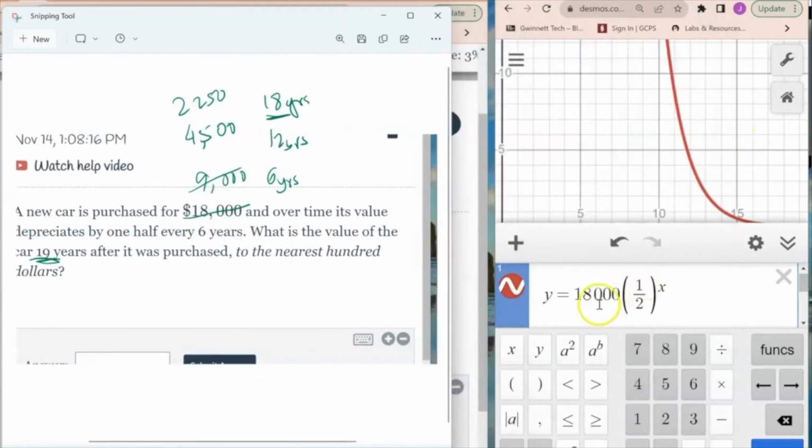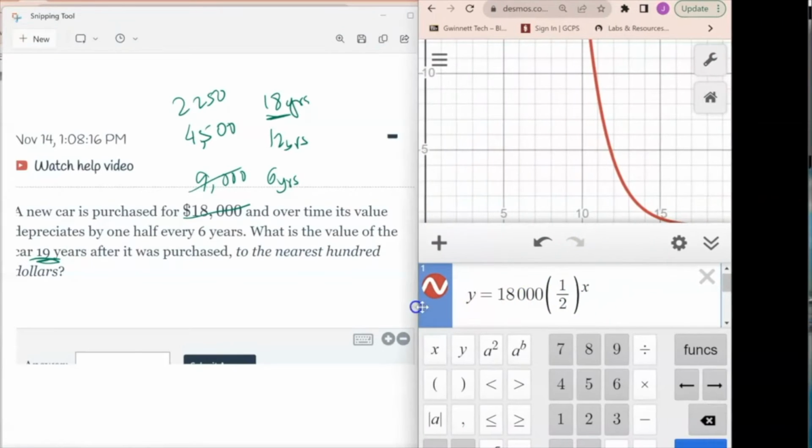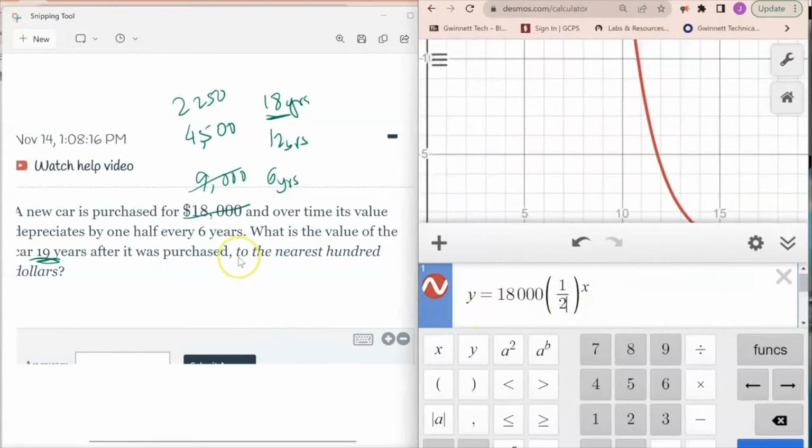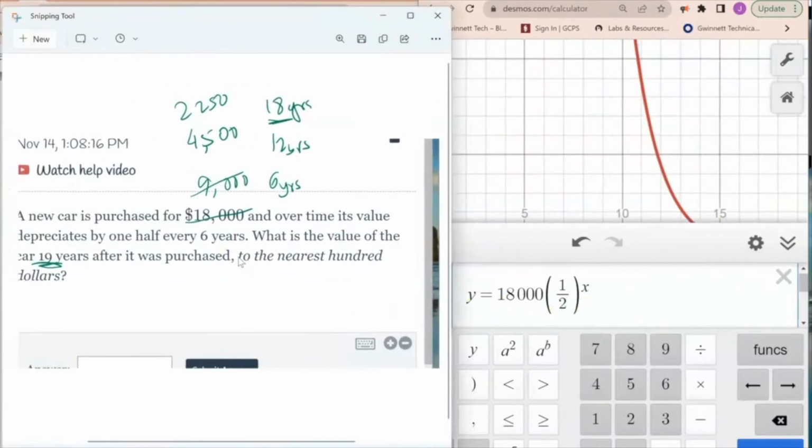So quite simply, when you put it in here, you'll put your 18,000, you'll do 1/2, just as you've done right here. However, your time is what's different, because notice you have time here and you also have time here, right? And all that you need to know for that is that when you're putting your time in here, it's going to be your total number of years over your half-life.